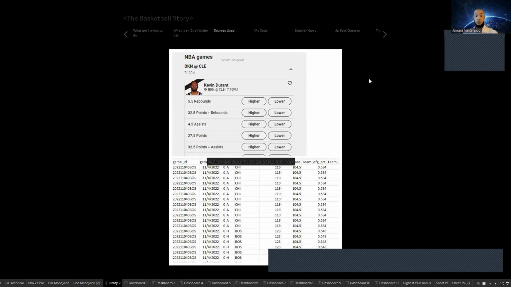Now, these are some of the sources I used. So one of the sources I used was underdog.com, which is a gambling website. And here's a picture of some of their props on the screen, which is Kevin Durant's values, 5.5 rebounds, so higher or lower. And points, they have combinations with points and rebounds, assists, points and assists. So you have plenty of options and plenty of opportunity. It's just knowing which ones to pick, which is the hard part.